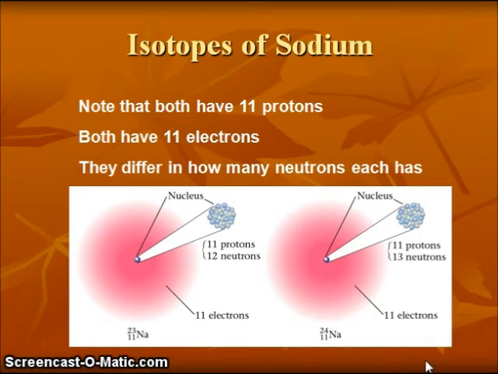Please note that there are other isotopes of sodium which are found in nature because in fact the average atomic mass of sodium is 22.99. So the average mass of all sodiums is actually less than the mass of either of these two isotopes, meaning that there must be isotopes which have a lower mass than 23 or 24.